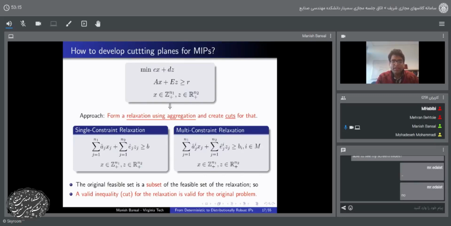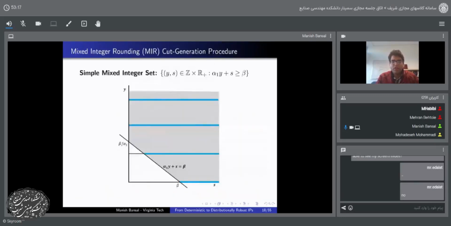But how to generate these cuts? So there are various different procedures. Mixed integer rounding, or MIR, is a well-known cut generation procedure, and it is developed as follows. Instead of looking at the general mixed integer program, here you are looking at this simple mixed integer set, which has only one unrestricted integer variable y, one non-negative continuous variable s, and only one constraint: alpha 1 y + s >= beta.